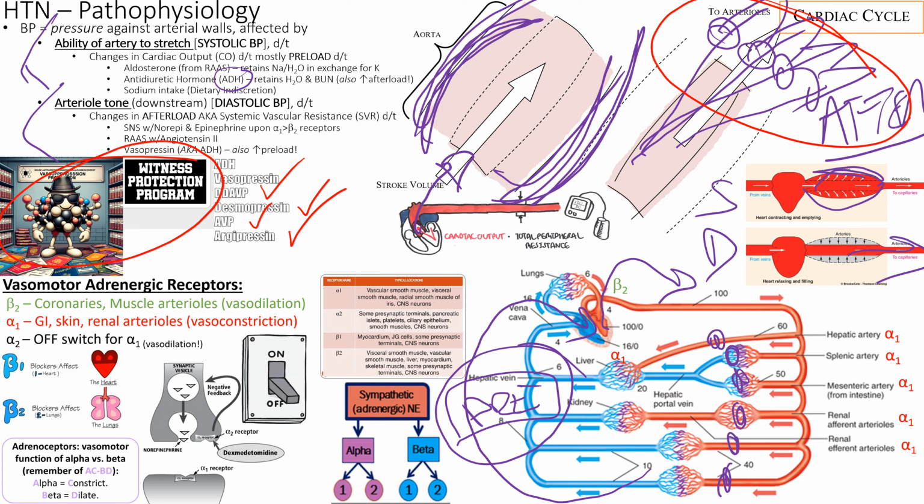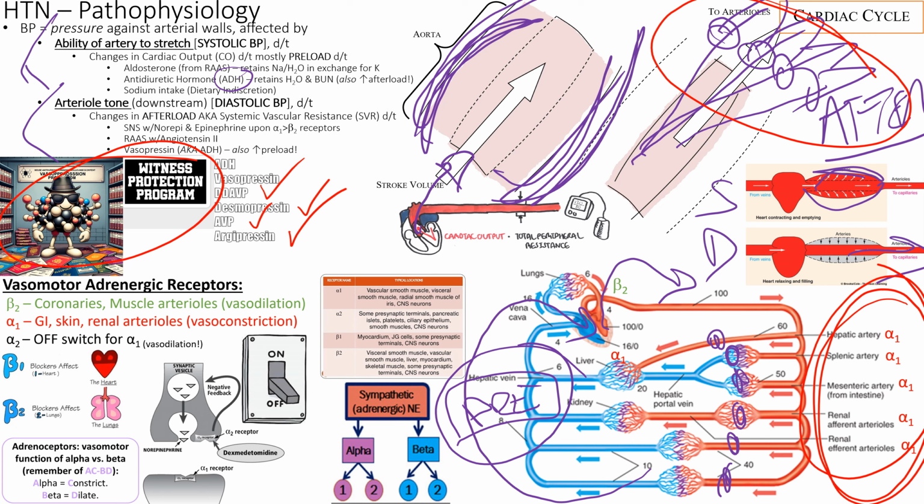So will your SNS. Specifically where? Where does the SNS vasoconstrict? Which receptors? The alpha-1 receptors. Alpha-1 receptors are where it vasoconstricts, right? Vasoconstricts at the GI, skin, and renal. We don't need those when we're running away from a bear. When we're dehydrated, we're going to reroute blood away from those areas to restore our blood pressure.